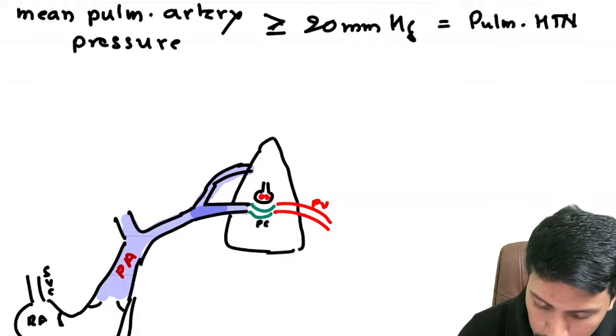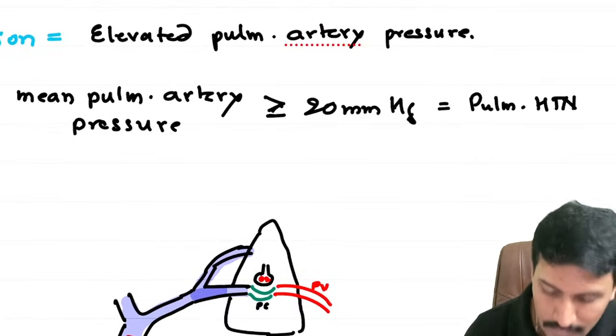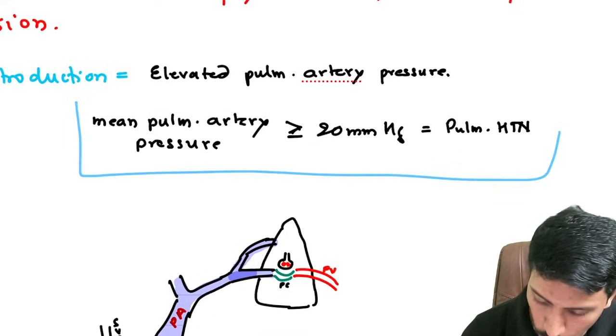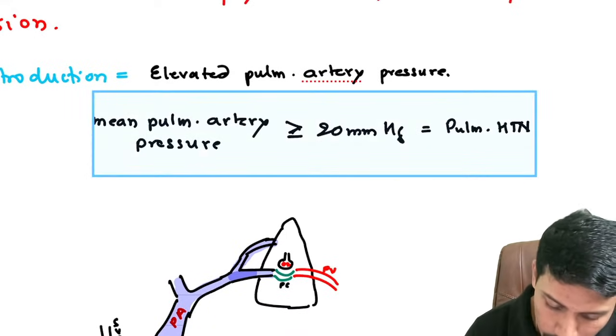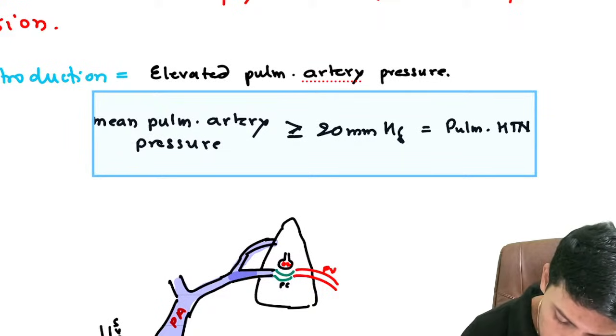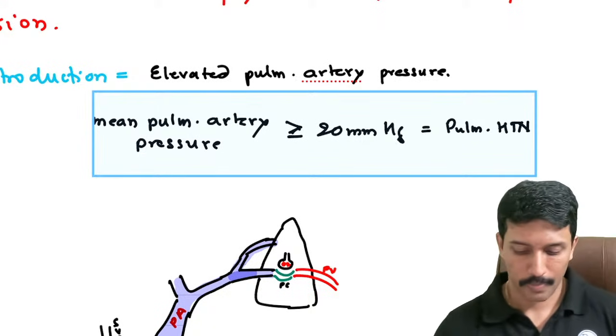If it is less than 20 millimeters of mercury, like let us say 17, 16, then there is no pulmonary hypertension, right? So objectively, teachers expect you to mention the number. The number is more than or equal to 20 millimeters of mercury.